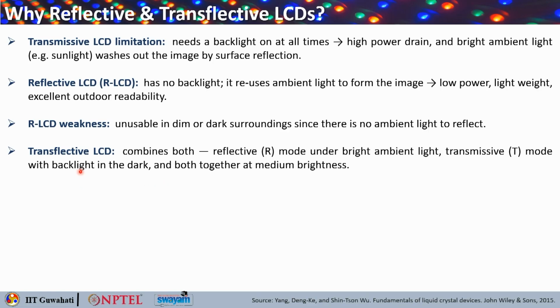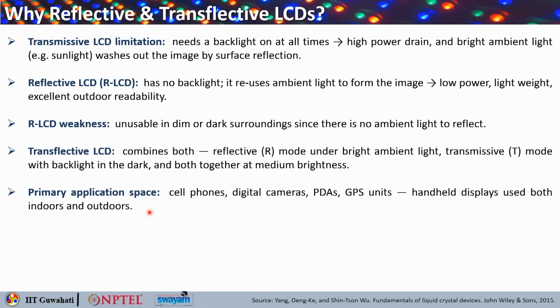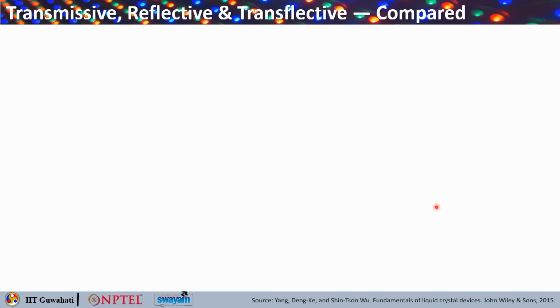That is where transreflective LCDs come into the picture, which can combine the reflective mode under bright ambient light and can also offer you the transmissive, that is the T mode, with backlighting in dark conditions. So, this is basically bringing both together at medium brightness level. This is how it works, and the primary application space is cell phones, digital cameras, PDAs, GPS units, and any other handheld display that you use for both indoor and outdoor applications.